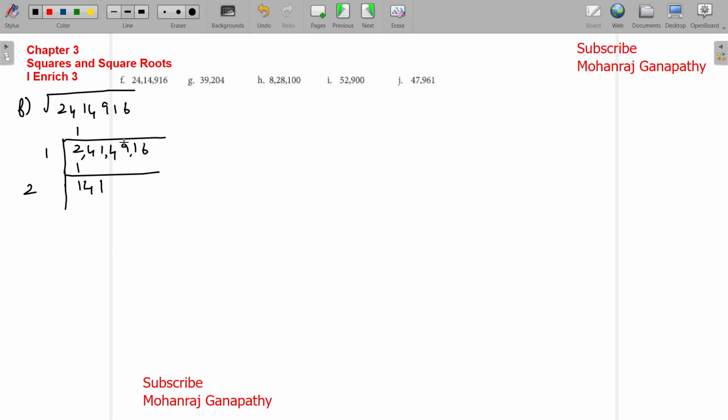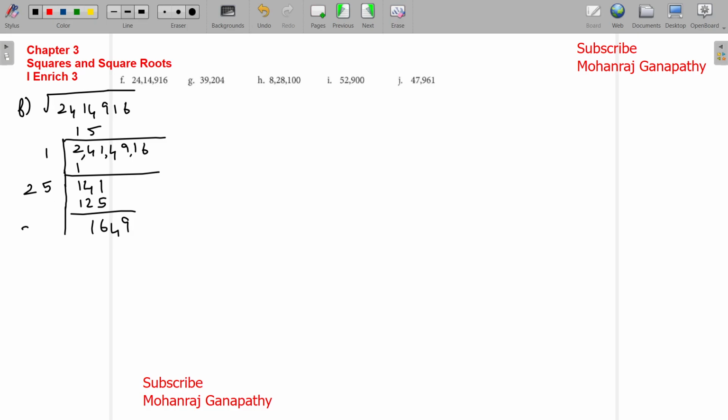18. It exceeds 141. 8 2s are 16. 6 6s are 36. 6 2s are 12. 13, 14, 15. 5 times 25. Yes. 5 5s are 25. 5 2s are 10. 10 plus 2, 12. 16 remainder. Bring down 49.